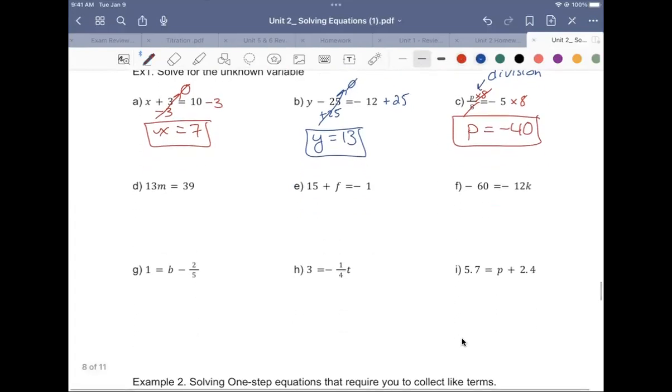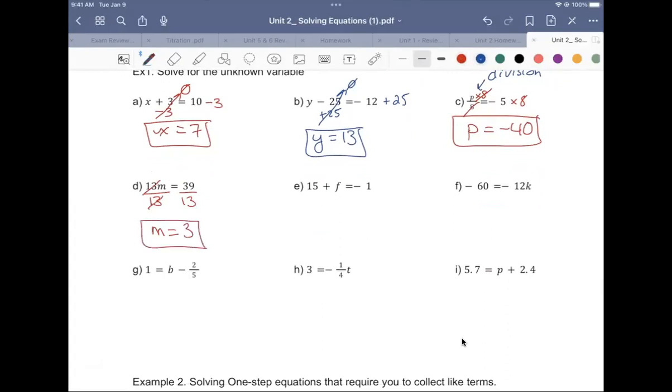For D, I have 13m equals 39. I can see that this is the same as 13 times m, so I'm going to divide by 13. My 13 and 13 will cancel. Whatever I do to one side, I must do to the other. So m is equal to 39 divided by 13, which is 3.